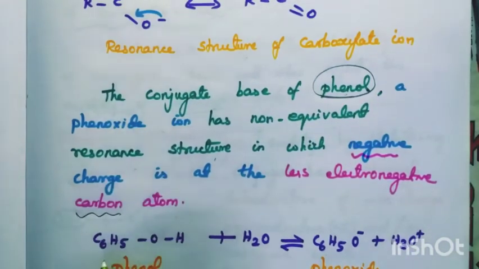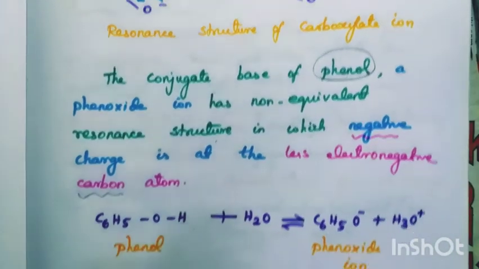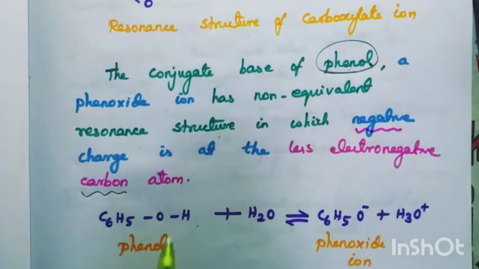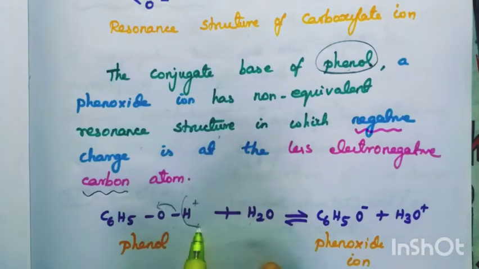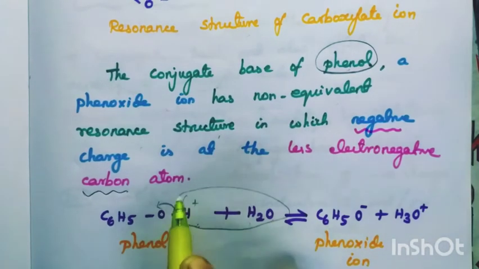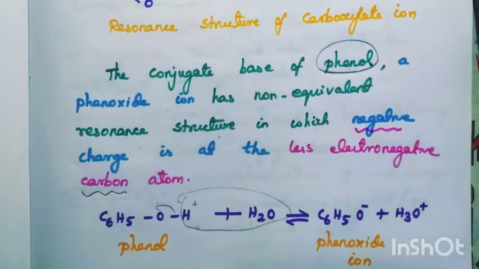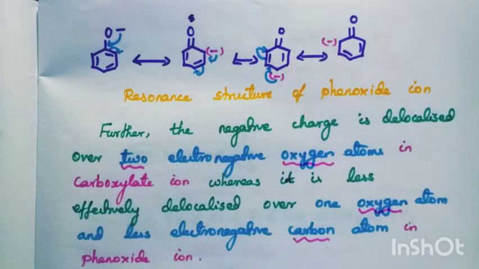Let's see this. C6H5OH is phenol, and it reacts with water. We already know H plus and this minus go out. This goes as H plus, H3O plus, and now C6H5O minus. This is called the phenoxide ion. Let's see the resonance structure.